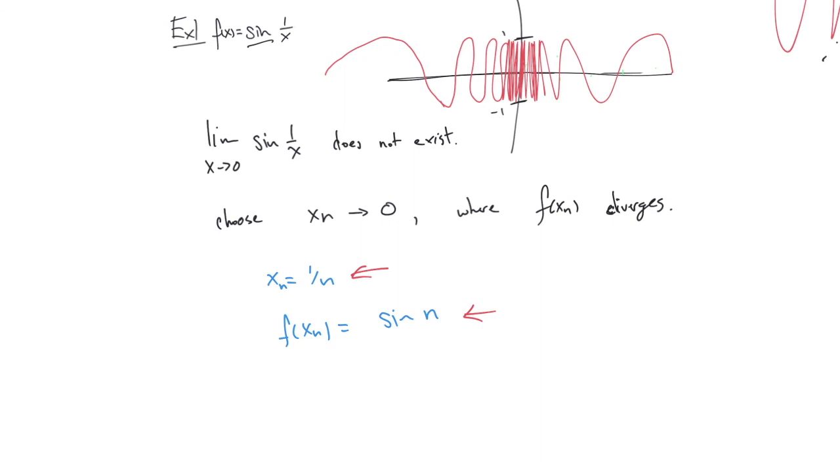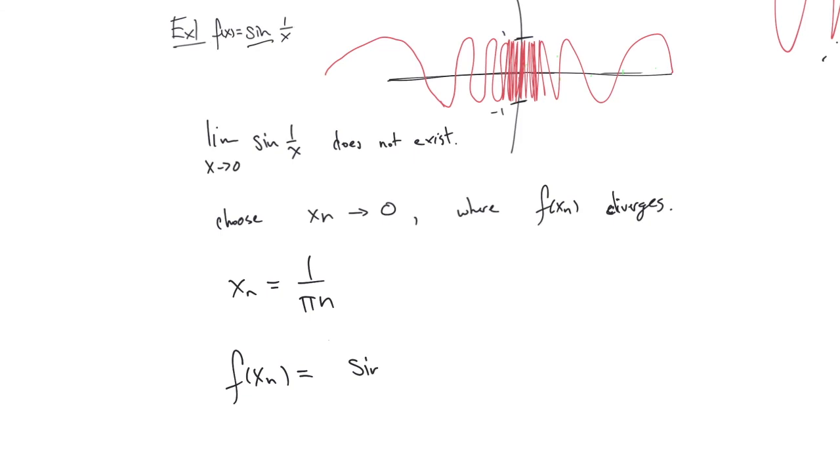What do you think? Yeah? You like 1 over pi n? 1 over pi n. I like that a lot better. Is that what you were going to say? Yeah. So actually, that's not my final answer, but I'm gonna write that for now. 1 over pi n, right? So what this looks like is, if I use x_n equals 1 over pi n, then f of x_n. So I'm gonna modify that slightly because you'll see in a moment this doesn't quite work. But what do you get then? You get sine of pi n, right?